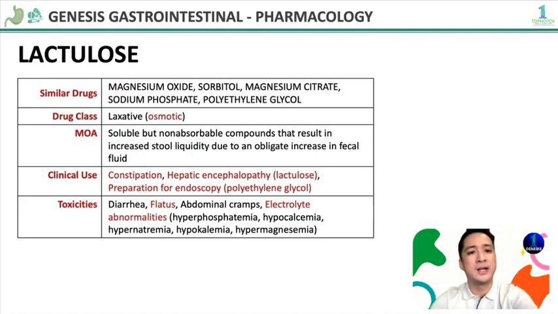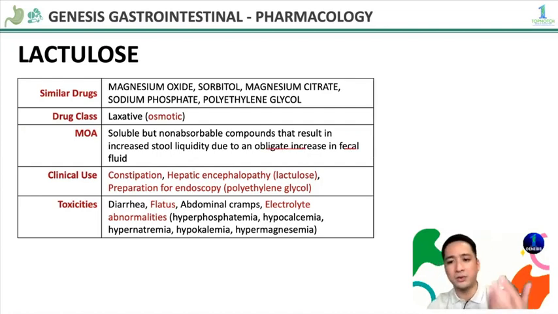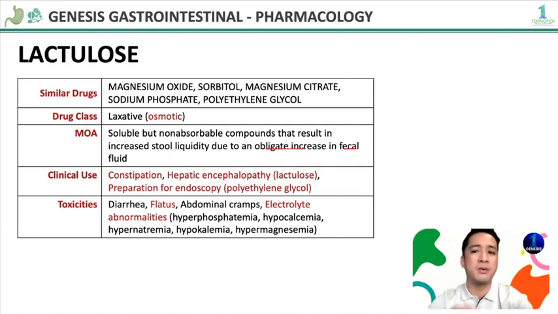Lactulose. Lactulose, if you're familiar, is used in the management of hepatic encephalopathy. The mechanism of action: soluble but non-absorbable compounds that result in increased stool liquidity due to an obligate increase in fecal liquid. What is the effect of lactulose? As I mentioned earlier, it is used in hepatic encephalopathy, wherein the gut flora will degrade the lactulose into metabolites, your lactic acid and acetic acid, that will promote nitrogen excretion as ammonia rather.